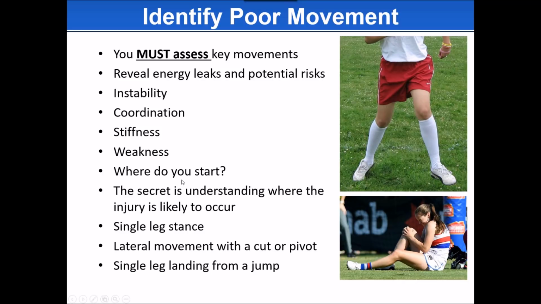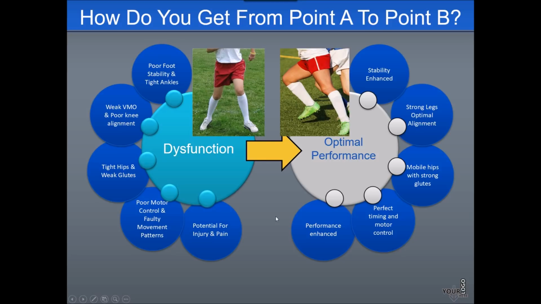So the hard part is, where do you start? The easiest way to know where to start is to think, where is the injury likely to occur? It's most often in a single leg stance, and most often in a lateral movement from either a cut or a pivoting move, or from a single leg landing from a jump. So in all cases it's single leg stance, either laterally or landing. Those are the things you want to put the person into, to see what strategies they're using to move. And even when you show them the right way, they often can't do it. Again, it comes back to any one of these, and I'm going to show you how I do that.